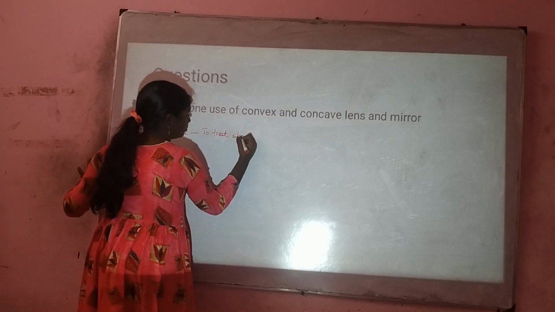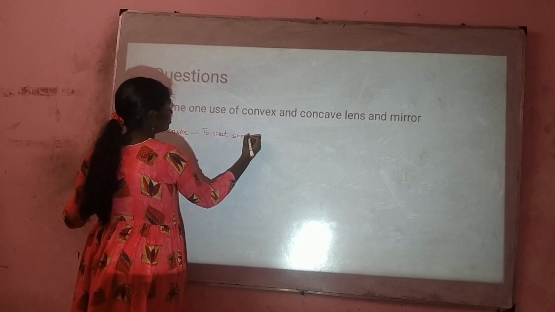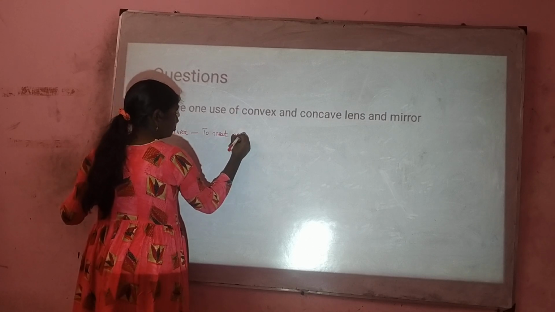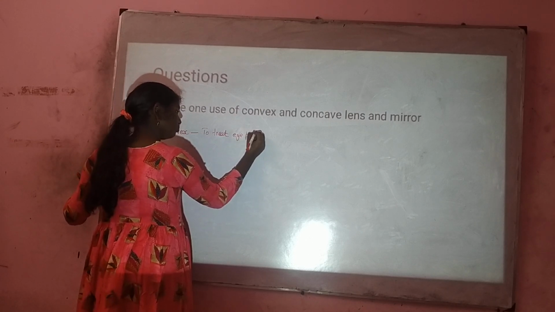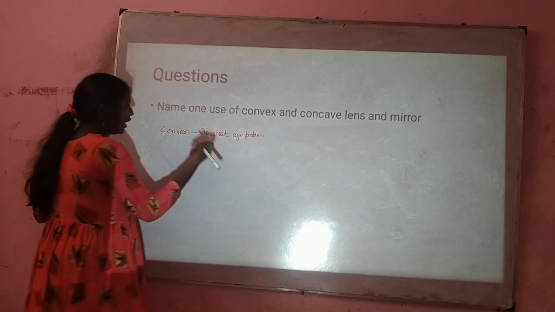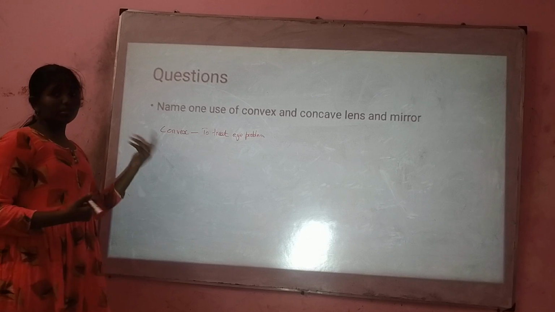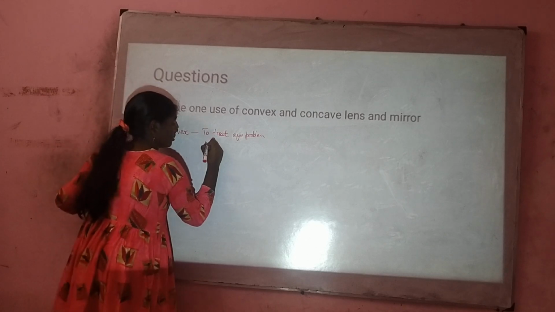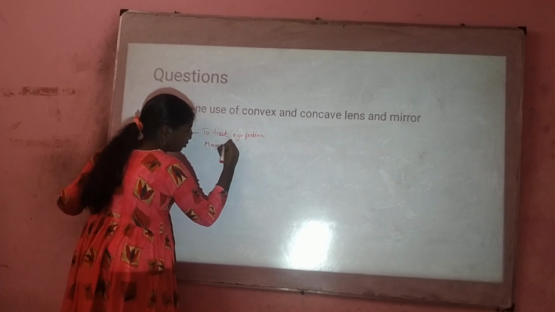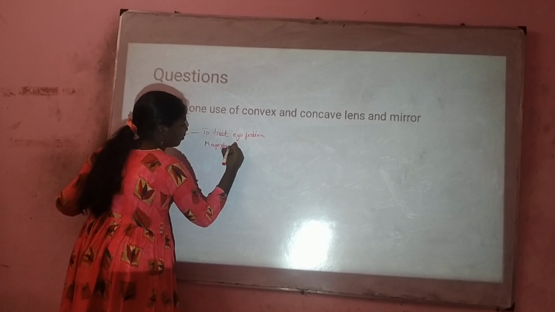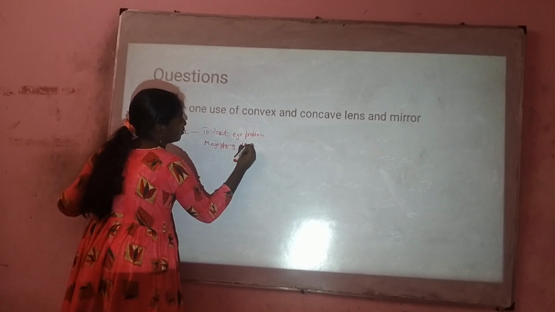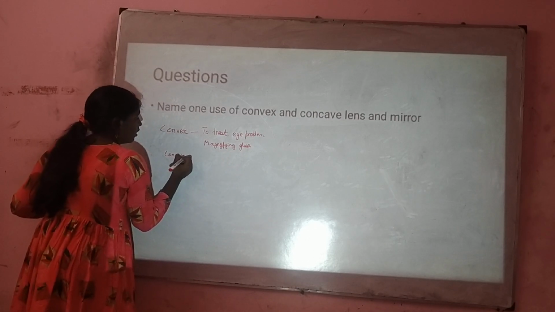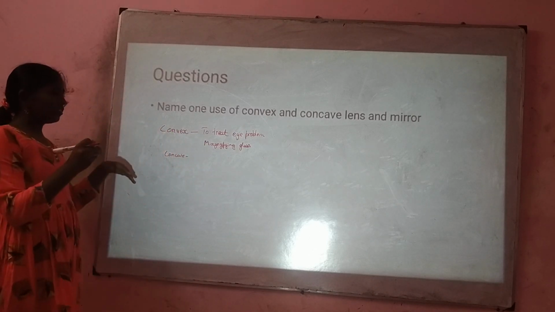lenses to treat a short sight problem, an eye problem. Concave can also be used to treat an eye problem, but convex lenses, another thing, we can use as a magnifying glass. And concave lens can be used in a torchlight.